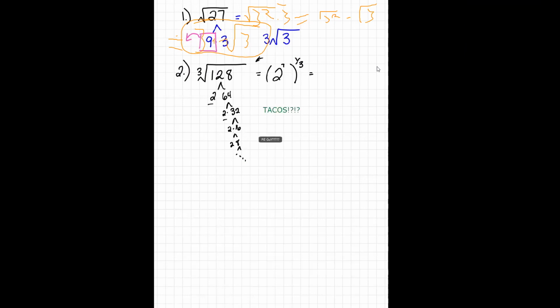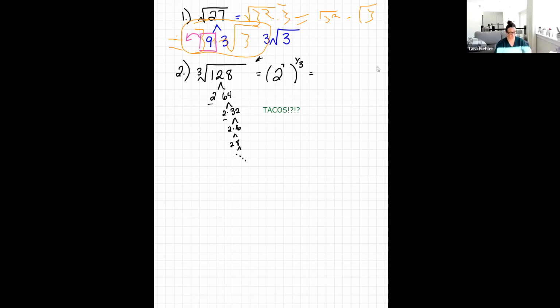I thought 64 was like a square root. Oh, good point. Excellent point. What do we have here? Is this a square root? Yeah, it's a cubed root.